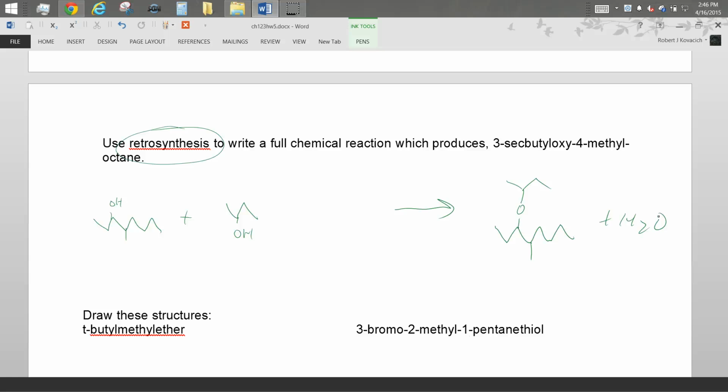Both the H's from the alcohol group left, leaving one of the molecules with an oxygen with a missing bond and another molecule with a carbon with a missing bond, and then they connect.